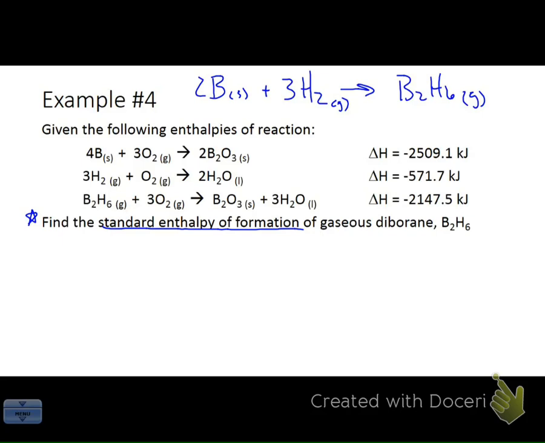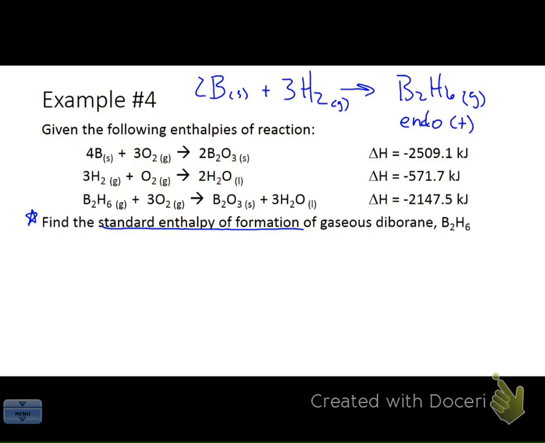Just think to yourself before we do this problem, is it going to be exothermic to turn a solid into a gas, or is it going to be endothermic to turn a solid to a gas? If you use a little common sense, you're going to think, well, this is probably going to be endo, so we'll expect to get a positive value. Now, we may not, but that's just something we can check as we work the problem. All right, now that we know what reaction we're trying to get to, we can take our steps.